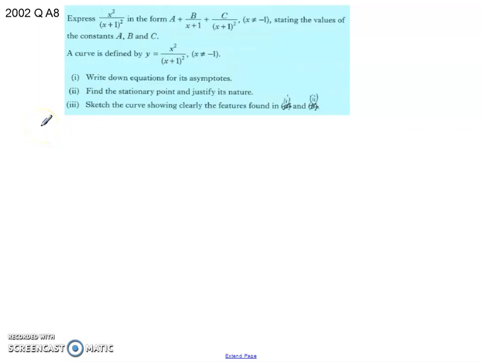What I want to cover here is I'm going to look at the 2002 Advanced Higher Paper question A8. Now in this question we cover the topic of partial fractions and curve sketching.